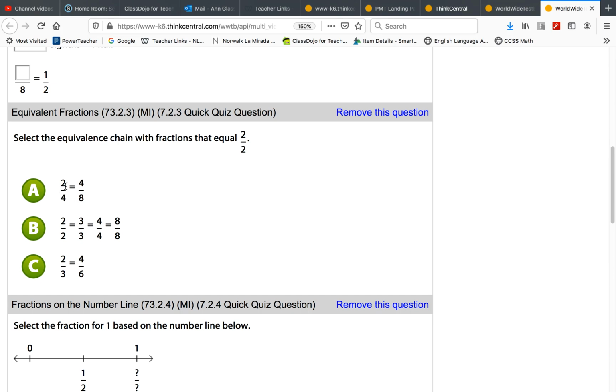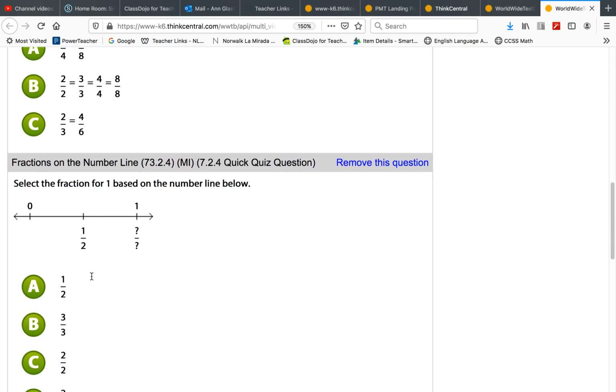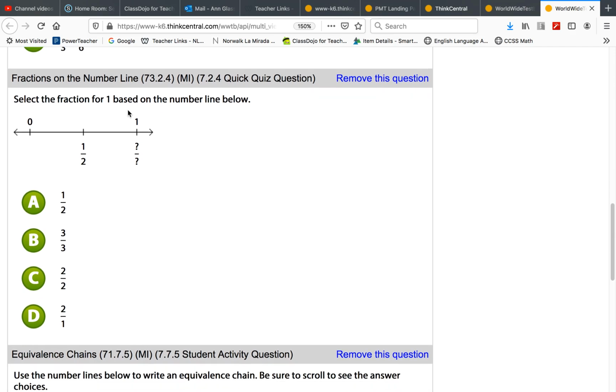Equivalence chain. It's where you put an equal sign between a whole bunch of fractions that are equivalent. Think about what 2/2 means. Well, they don't even show 2/2 here, so I'm not going to pick that one. Oh, I see 2/2 here. Is that equal to 3/3, 4/4, 8/8? I don't even see 2/2 here. I don't want to pick that one. The fraction for 1.